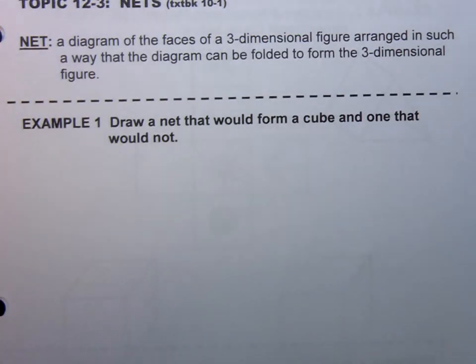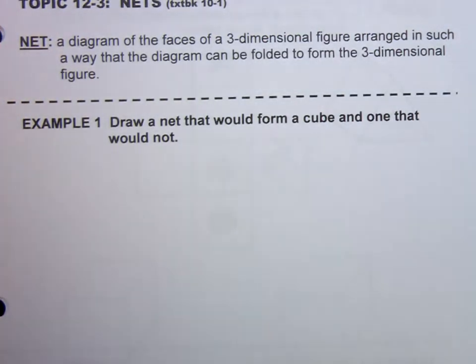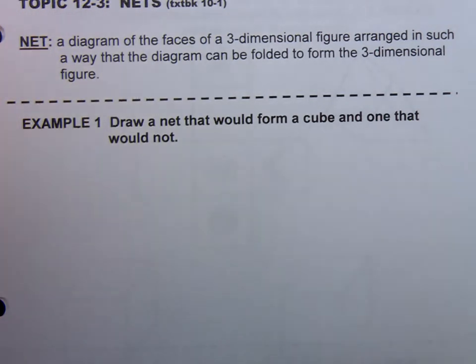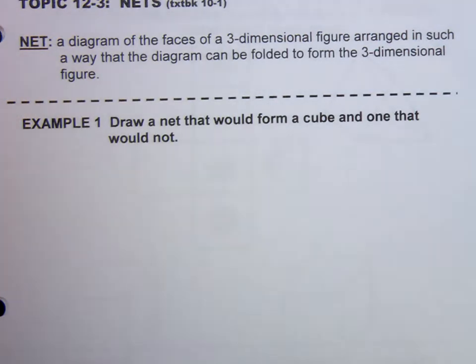Alright, we're going to talk about nets today. A net is a diagram of the faces of a three-dimensional figure arranged in such a way that the diagram can be folded to form the three-dimensional figure. So if you're looking at, say, a prism, it always has a bunch of rectangles on the lateral faces, and then it has two parallel congruent bases. So when you look at the net, you should see each one of those shapes.